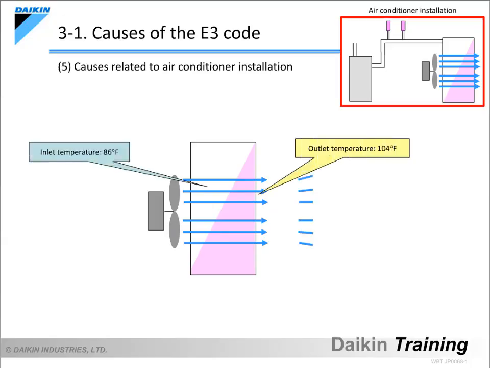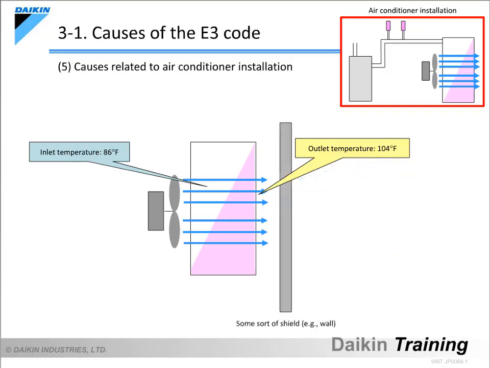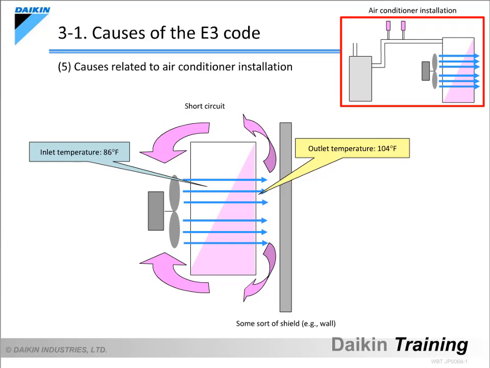There is usually an 18 °F difference between the inlet and outlet temperatures of the heat exchanger, and hot air is discharged from the outlet side to the atmosphere. If the outdoor unit is not installed in an appropriate location, however, it can cause a phenomenon called a short circuit, where the hot air discharged from the heat exchanger outlet is not properly released to the atmosphere and directly returns to the heat exchanger inlet.